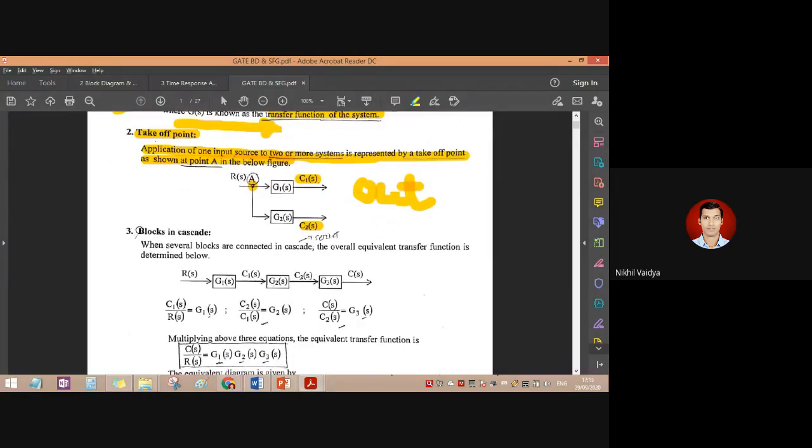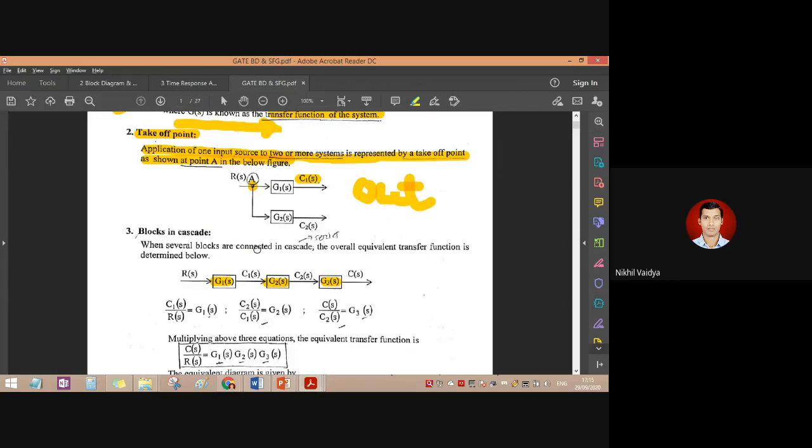Next, blocks in cascade. What is the meaning of cascade? Cascade means series. So in the first point, they just mentioned the takeoff point, and now they are considering the blocks in cascade. How to reduce three blocks if they are in series, how to reduce their position, and get a simple one block.